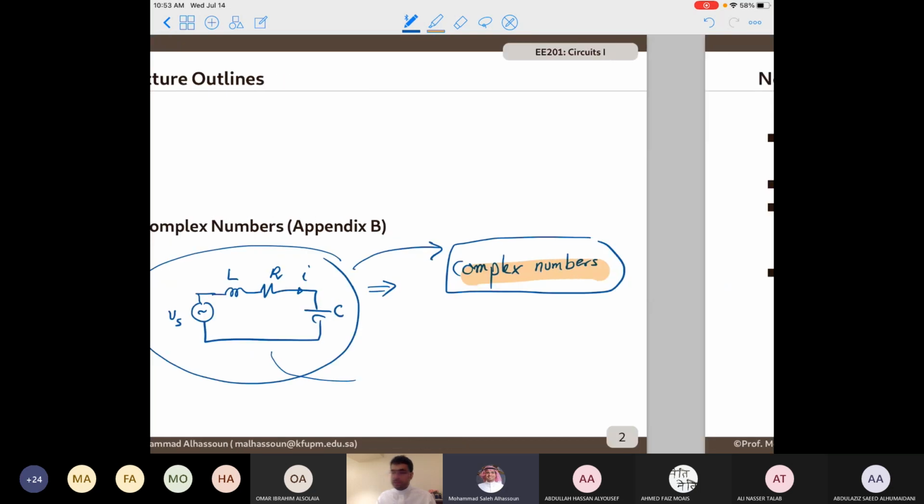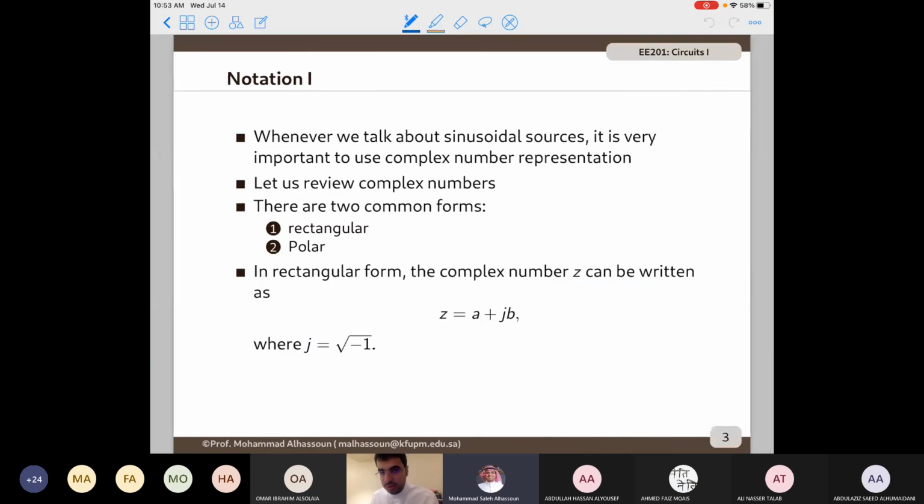But the key element here is knowing how to deal with complex numbers. And I'm assuming that you've studied this in Math 001. Am I mistaken, or did you study complex numbers in Math 001? Abdullah? Yes, we have studied it before in 001. Okay, good, very good.